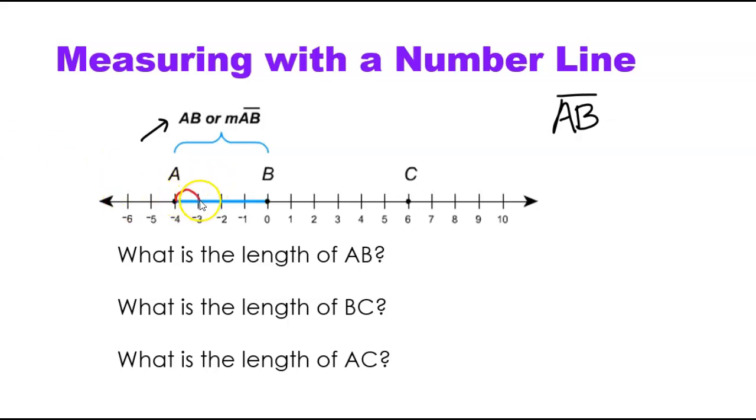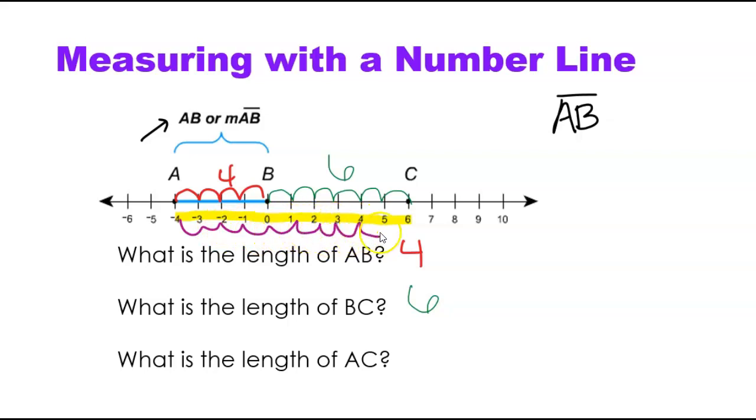So let's look at the length here. So A to B goes 1, 2, 3, 4. So AB has a length of 4. Okay, the next one says BC. So we've got 1, 2, 3, 4, 5, 6. So BC has a length of 6. And the last one is the length of AC. So A to C, and we can say 1, 2, 3, 4, 5, 6, 7, 8, 9, 10. I think you know where we're going with this. I think this is leading us into the segment addition postulate, but let's keep going here.